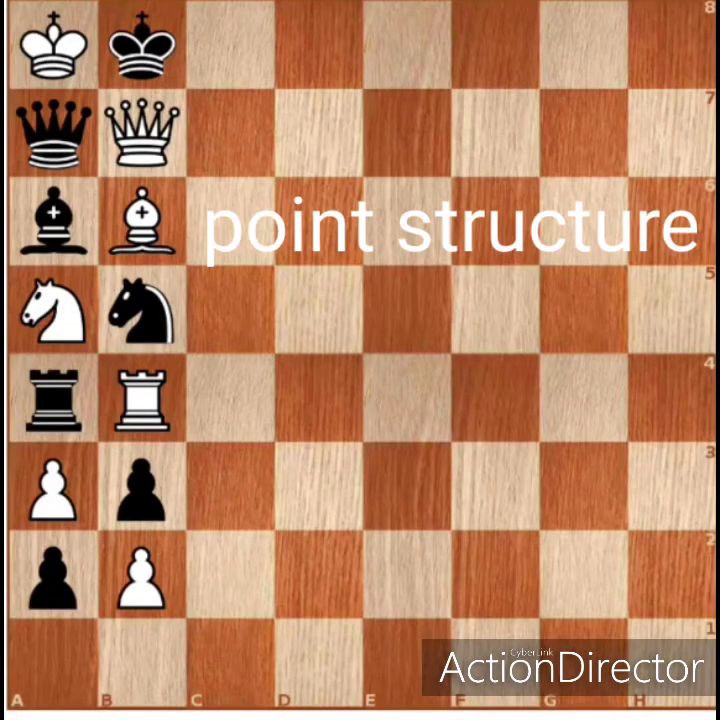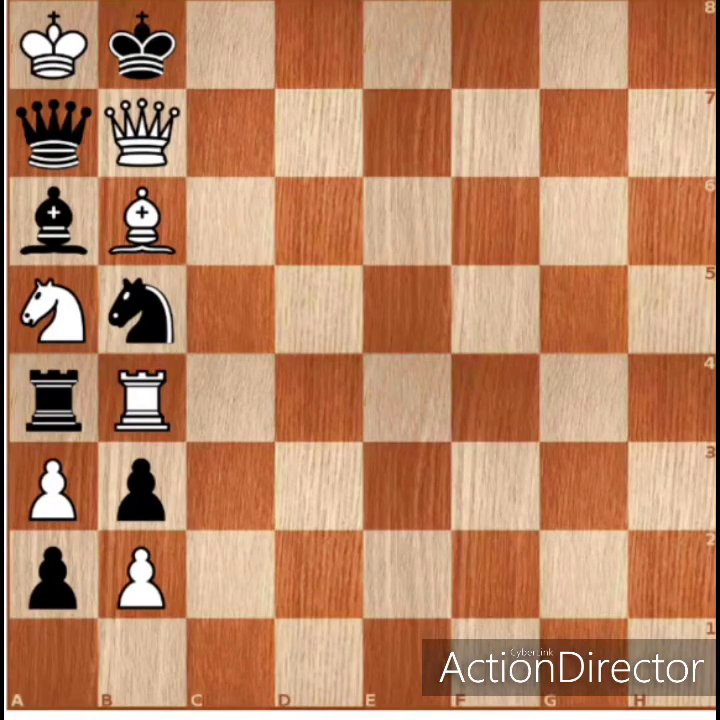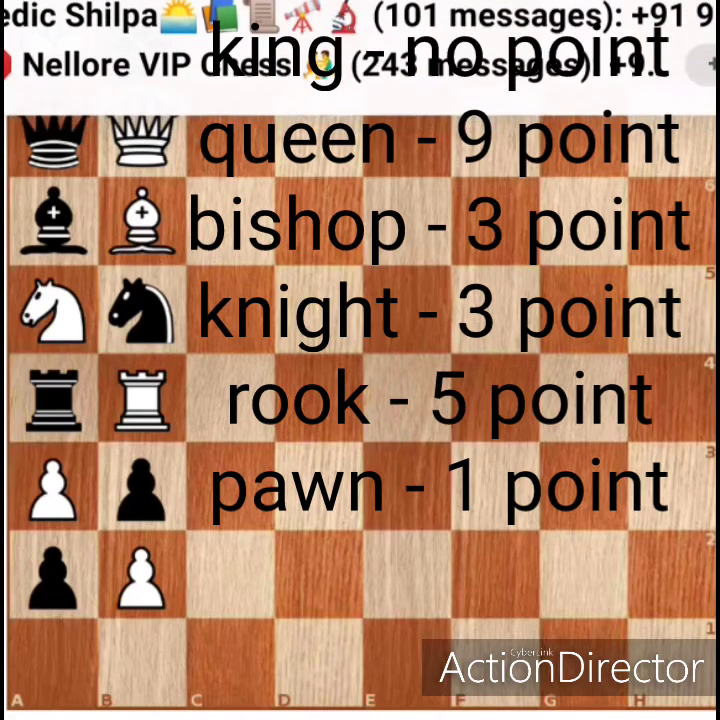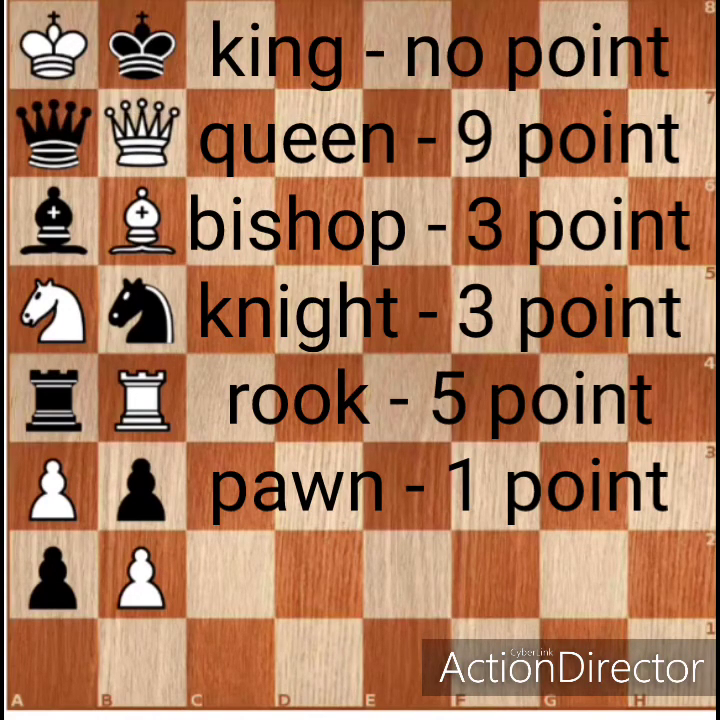Now the point structure. The king doesn't have any point, it is zero, or infinity. Queen: both queens have 9 points. Bishops have 3 points. Knights have 3 points. Rooks have 5 points each. Pawns are considered to be 1 point each.